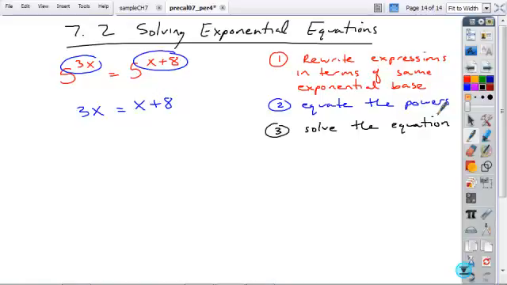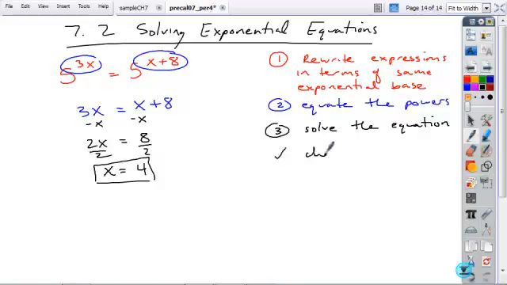So take whatever that resulting equation is. In this case, it's a linear equation, and you solve it. For linear equations, or anytime you have just a single x term, here we can combine our like terms. We get 2x is equal to 8. Divide both sides by 2. We get x is equal to 4. And so that winds up being your solution.